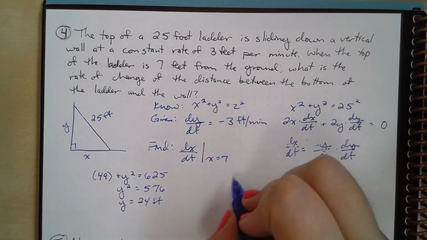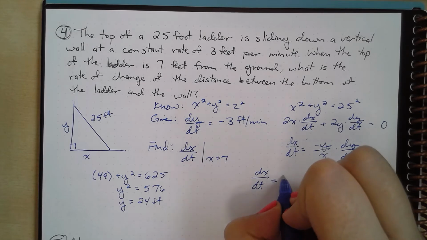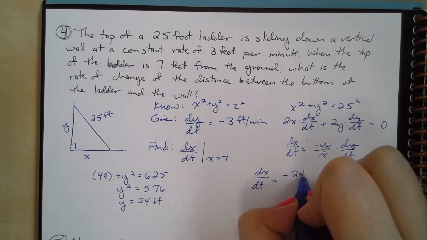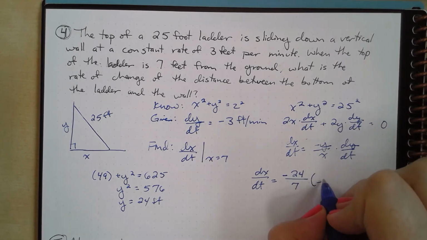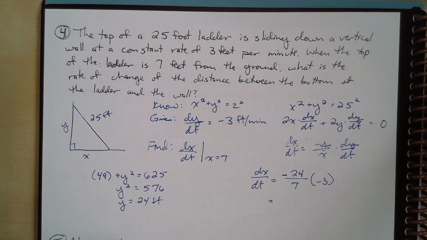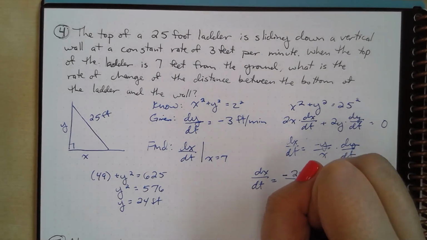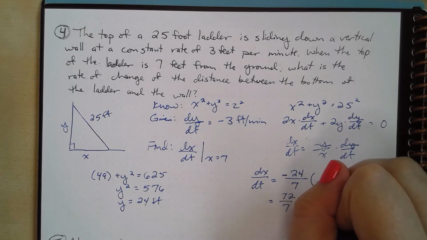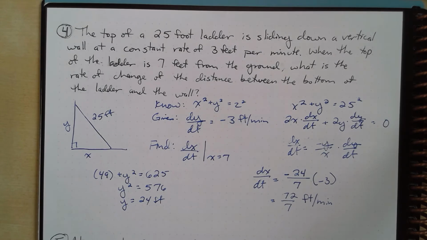So I can go back to finding this. dx over dt is equal to negative 24 over 7 times dy over dt, which is negative 3. So negative 24 divided by 7 times negative 3, I get 72 over 7 feet per minute. Now I'm going to pause this one second because I think I made a mistake and I want to check it.